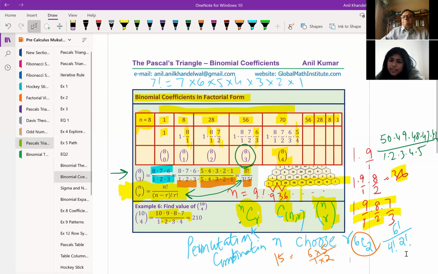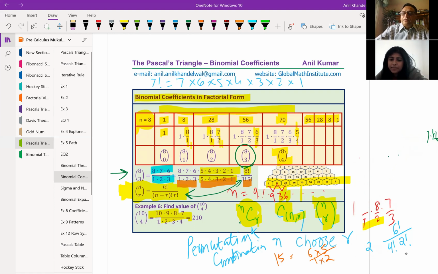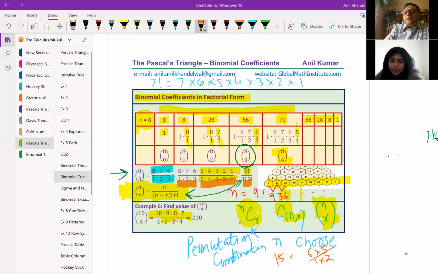Could you just re-explain the shortcut method again? Sure, let me erase this and we'll do it. What we're trying to figure out here is, let's take a smaller number, 9C3. That basically means you are actually starting with 1, so I'm writing 9 over 1 times 8 over 2 times 7 over 3. That is my answer.